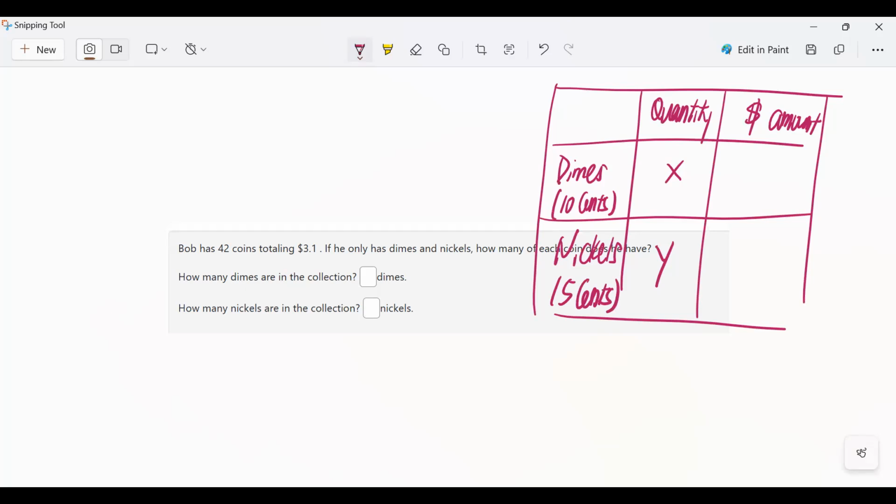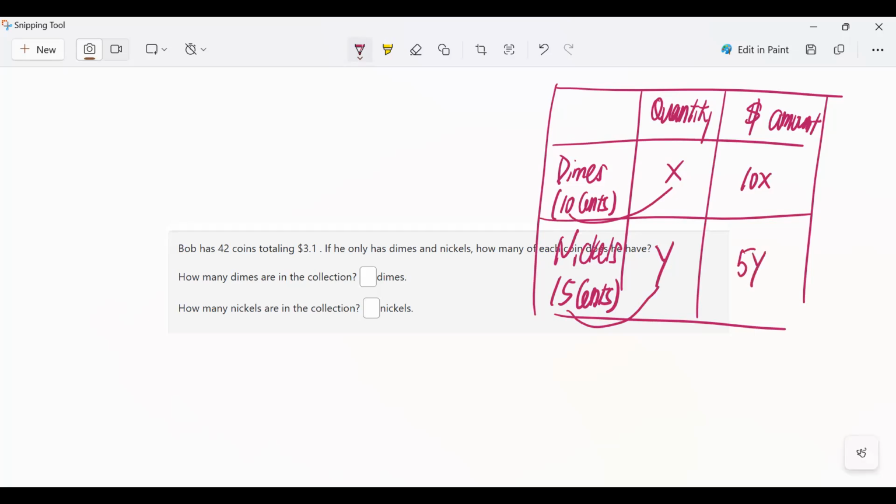Now, if you have one dime, you get 10 cents, right? If you have 2 dimes, that will be 20 cents. If you have 10 dimes, that's 10 cents times 10, that's 100 cents. So X amount gives 10X, right? And for the nickels, it will be 5 cents a piece. We have Y amount, 5Y.